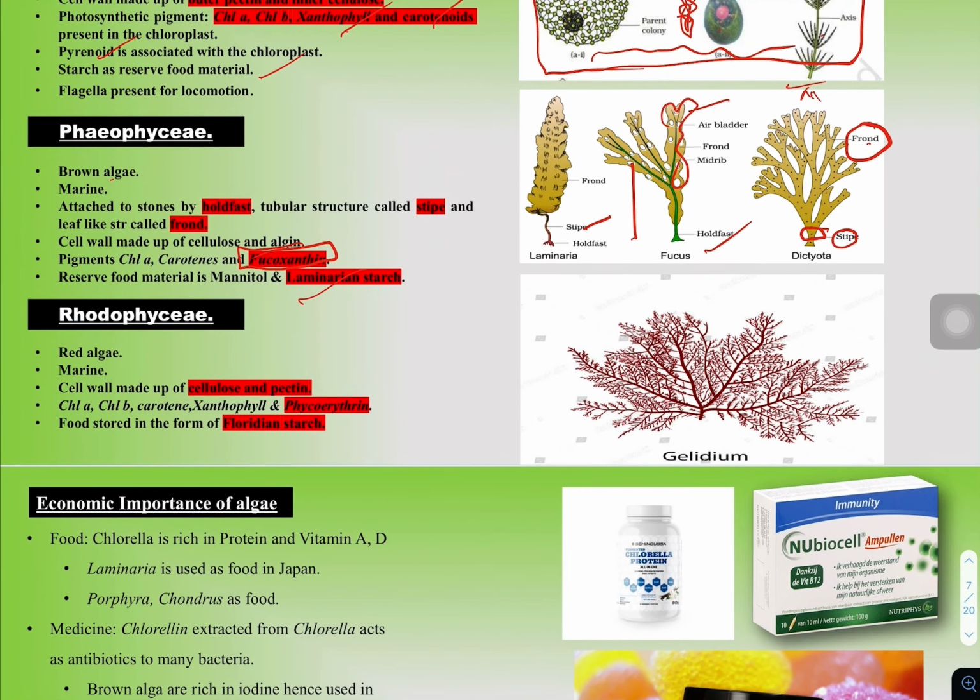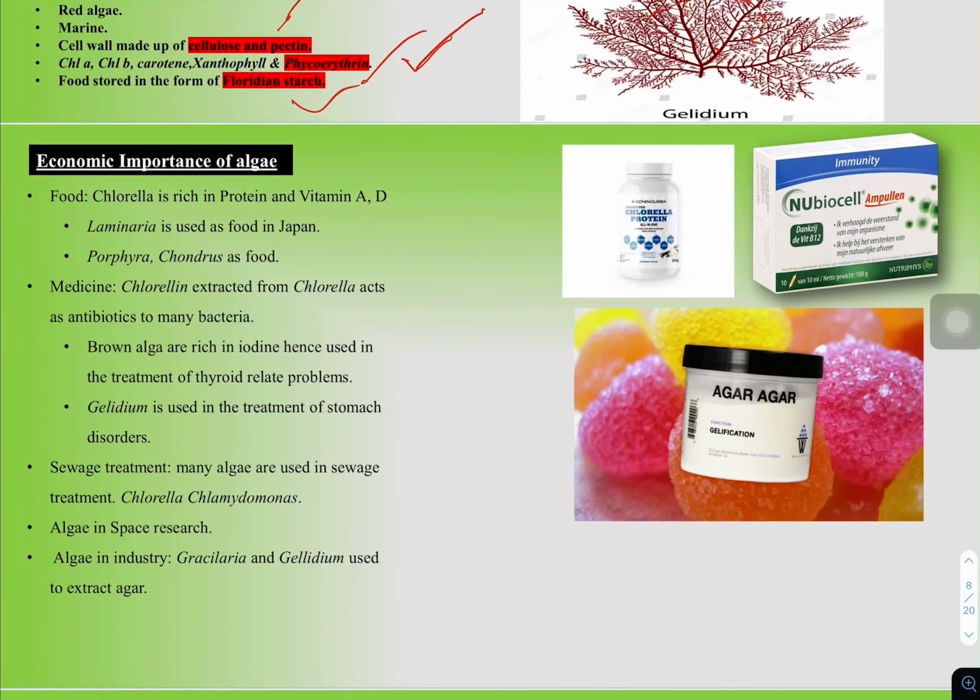Next is rhodophyceae, also called red algae, due to the presence of the pigment phycoerythrin. See here, they look red because they have a pigment called phycoerythrin. Their cell wall is made up of cellulose and pectin. They are completely marine, and brown algae are also marine, whereas most chlorophyceae are freshwater. Here the food is stored in the form of floridean starch.